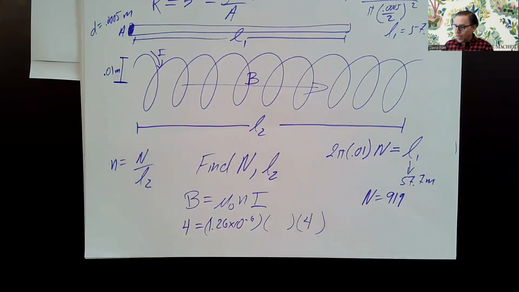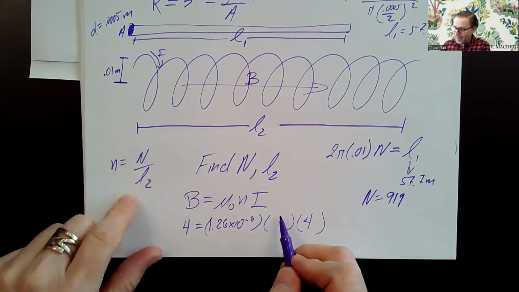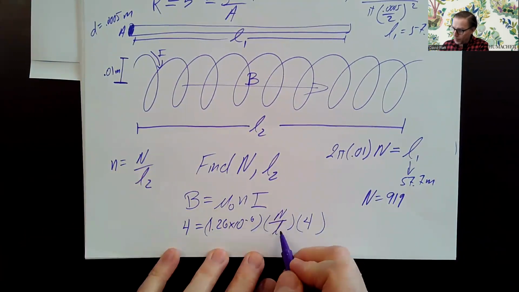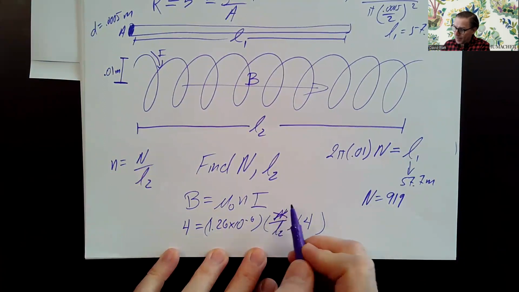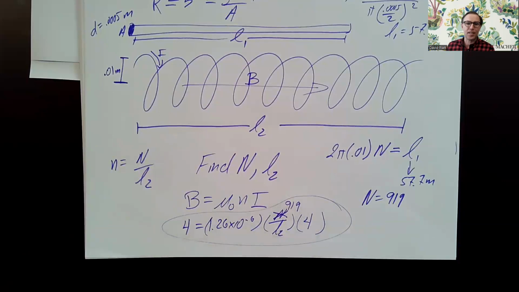So what I'm going to do is find little n, and I could just say little n is N over L2. But N is 919. Well, hey, everything in that equation is given except L2. So stick that into your calculator and you can find the correct value for L2. Make sense? I hope so.